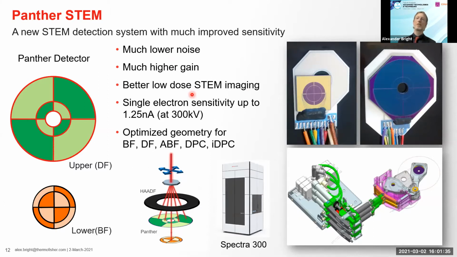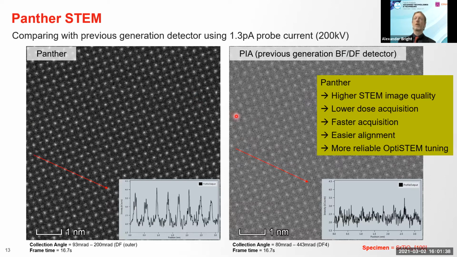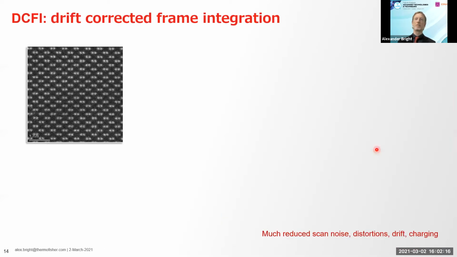So here's a comparison. On the right is the previous generation of STEM detectors. On the left is Panther, both acquired with a very low STEM probe current, 1.3 picoamps. You can see a very noisy image on the right, but with Panther, even under the same scanning conditions, we can get much higher signal to noise ratio. And that really helps with overall STEM image quality, low dose acquisition, high speed acquisition. It makes the alignments and also the OptiSTEM auto tuning software much more reliable. So a lot of benefits from using more sensitive detectors.